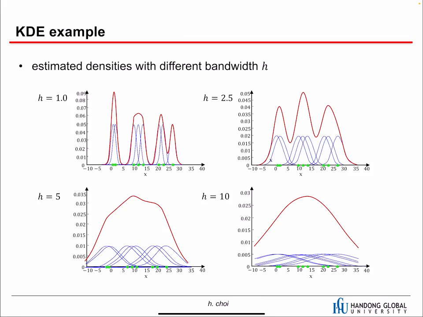And it depends on the bandwidth, h. When h is small, each kernel is sharp like this, so when we sum them up, we still have sharp bumps here. When we increase the bandwidth, we can have a smooth distribution. And when h is too large, like 5 or 10, then we have just one smooth curve. This is not what we want, so we have to control this bandwidth really carefully.